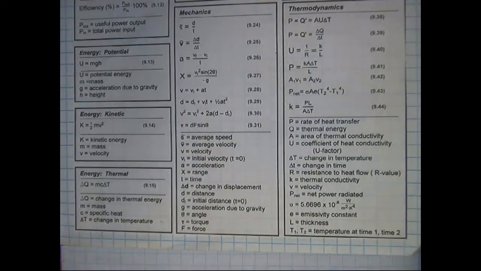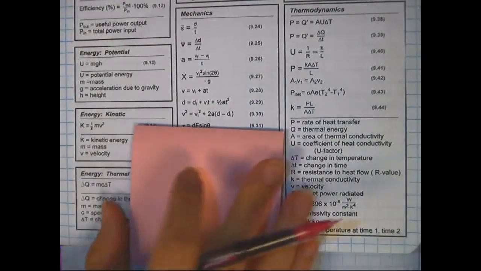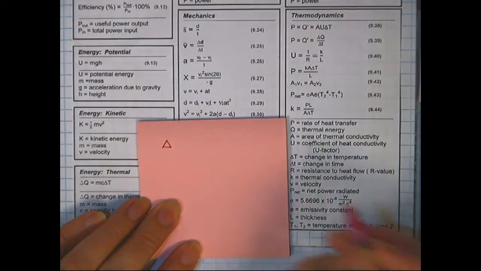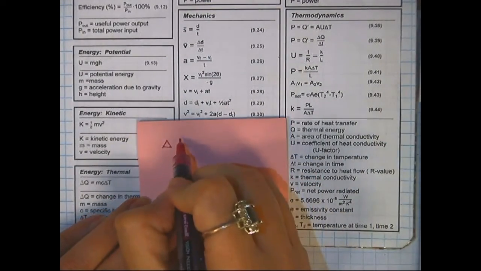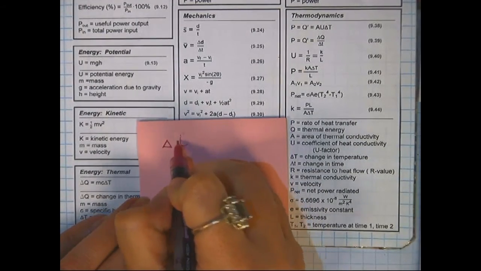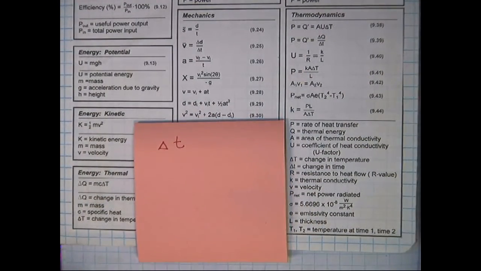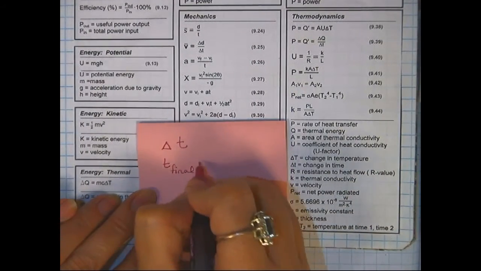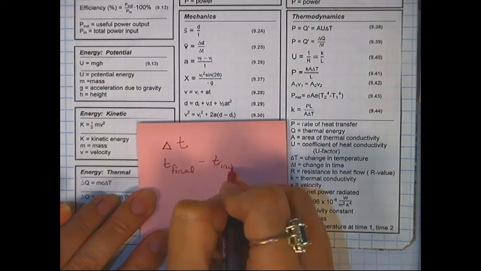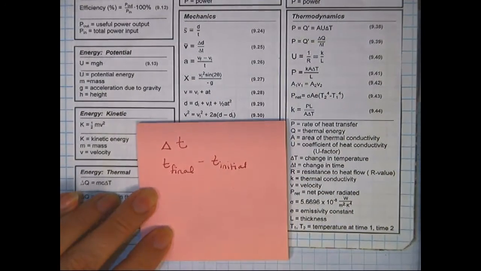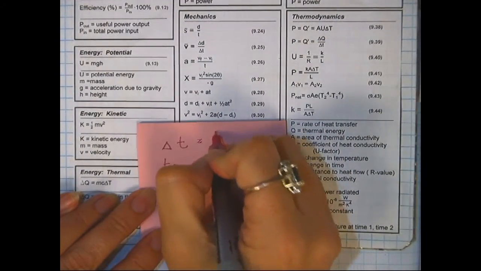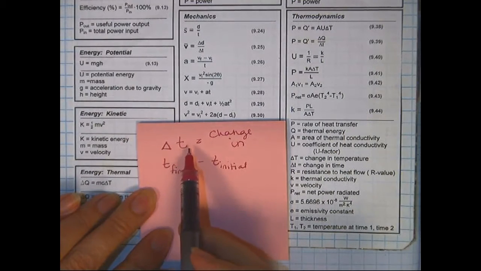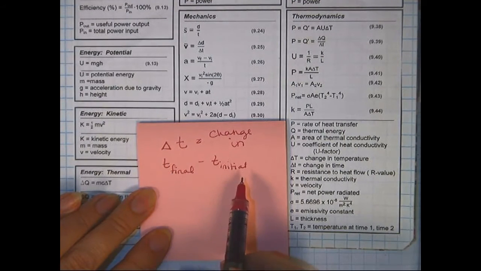The first thing I'm going to point out that we're going to use in several of these is a symbol that looks like this. This is a delta. And what it means is if I have delta t, let's say that's time, what this means is time final minus time initial. Delta means change in. You should make a little note of this. It means change in. So in this case, this is change in time. The final time minus the initial time.